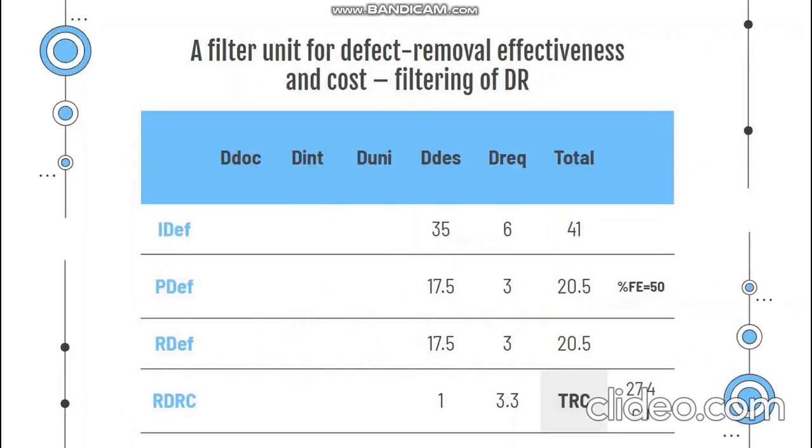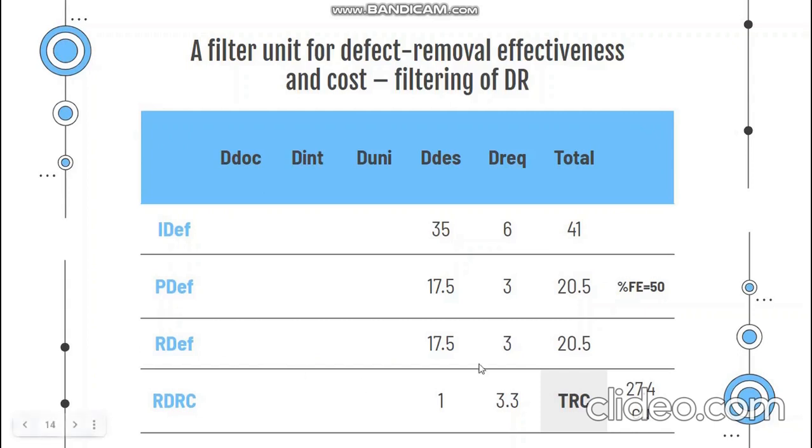So here we have a filtering of design review activity. This is a filter unit. This is the table that I was talking about. So the filter unit shown in this slide actually represents the filtering process by the design review activity. Okay, this is our sample.